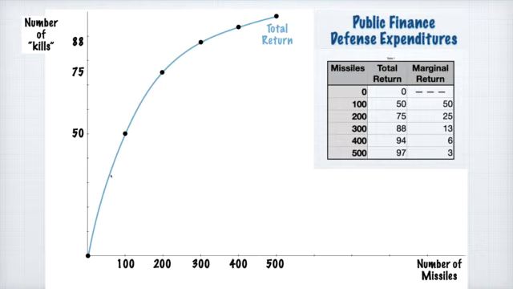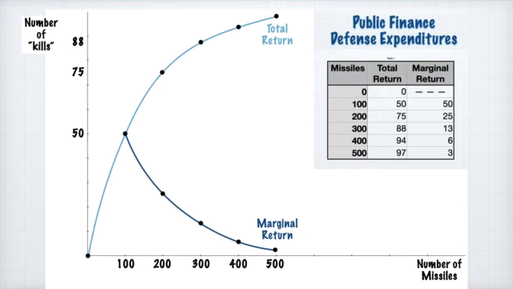You can see it's very steep at the beginning and it starts to flatten out as we shoot more and more missiles. If we overlay the marginal returns curve, we get something that looks like this. You can see as we shoot more and more missiles, those additional 100 missiles destroy fewer and fewer targets. So we're hitting decreasing marginal returns. At the beginning, 100 missiles will destroy 50 targets, but the last 100 missiles, going from 400 to 500, will only destroy 3 additional targets.